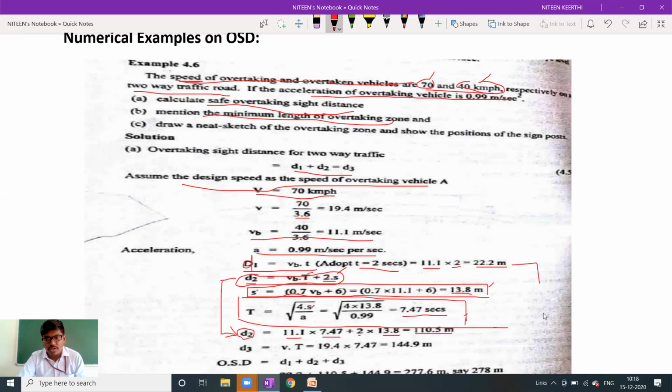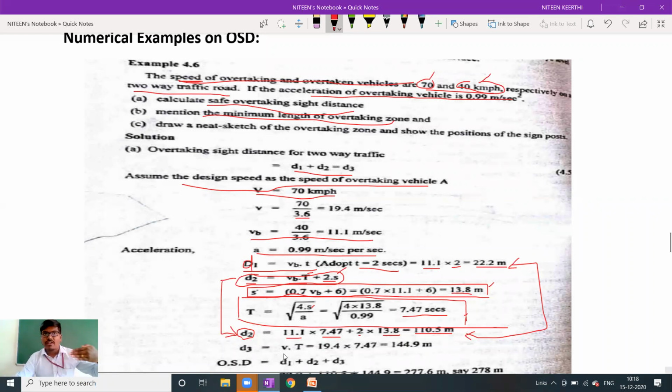So we got D1 and we got D2. We are left with only the third component, that is D3. D3 is for opposite vehicles. For example, while overtaking, there is an opposite vehicle coming. That opposite vehicle will be moving with the design speed, small v, for the overtaking time, that is capital T, the time during the overtaking operation.